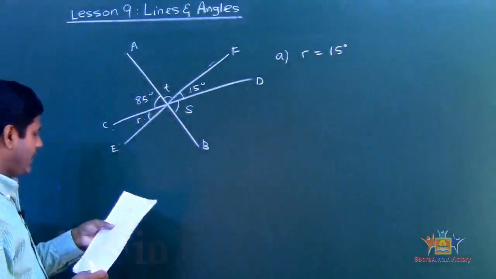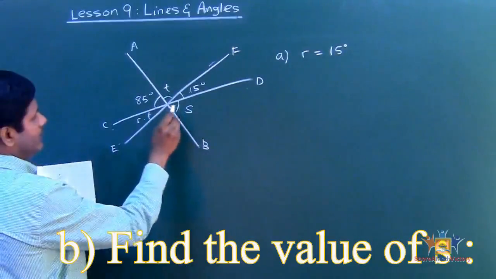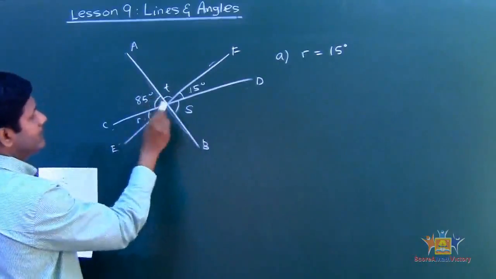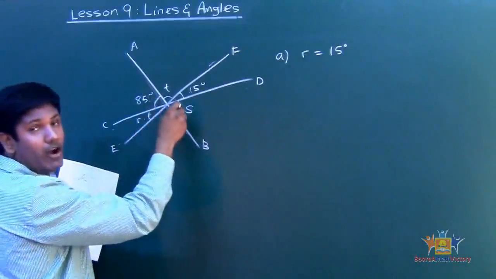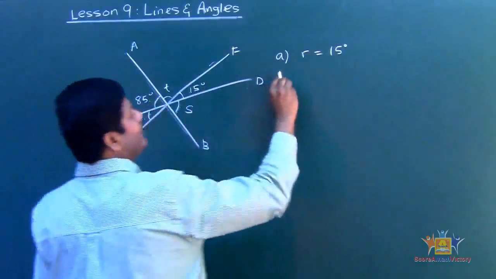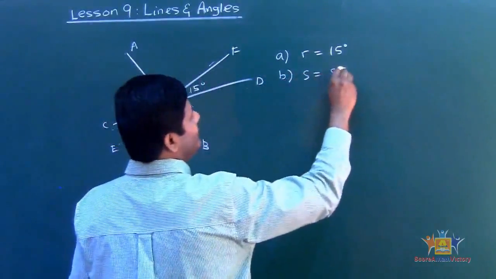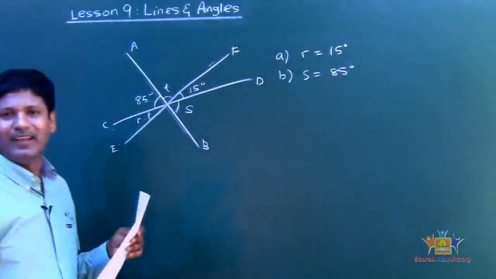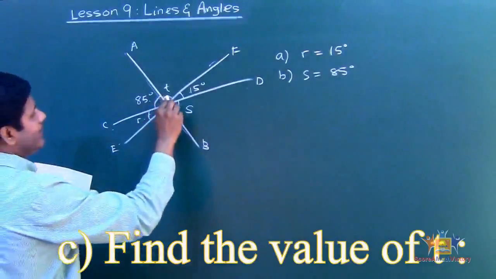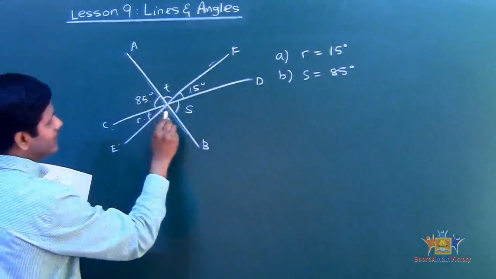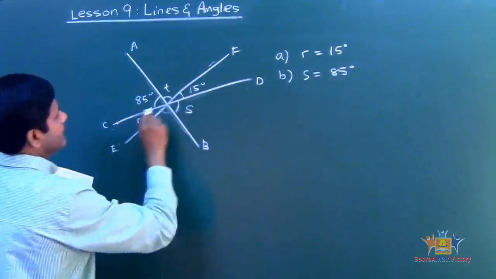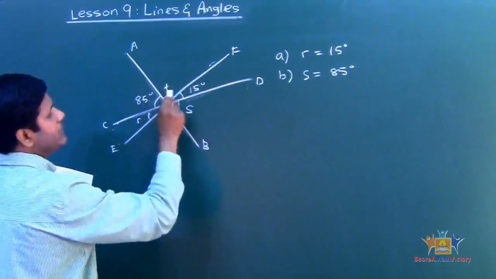And so let B, find the value of S. As this line and this line are intersecting, that means they are vertically opposite angles. That means if this is 85 degrees, what is S going to be? Also 85 degrees. Pretty easy, isn't it? Find the value of T right there, but there's nothing on the opposite side. But look, this is a straight line. This whole thing is 180 degrees.